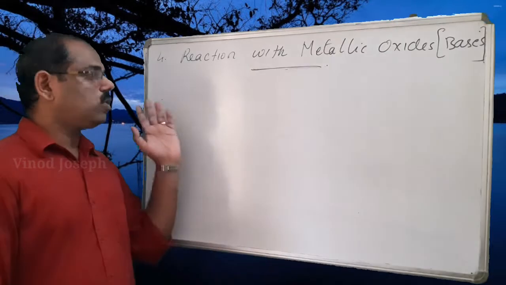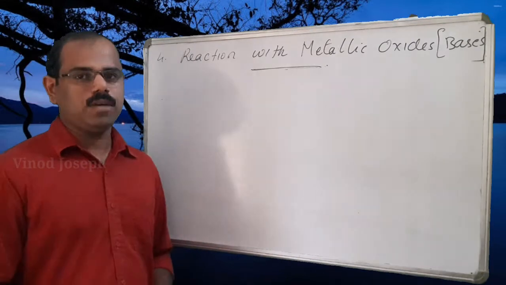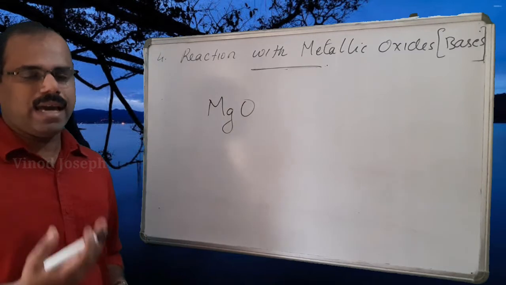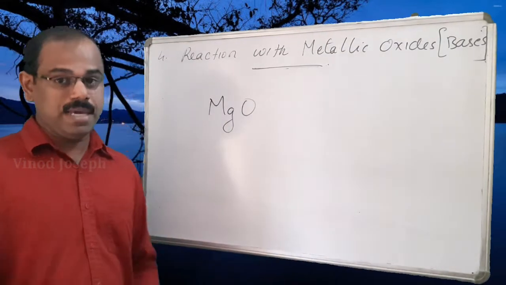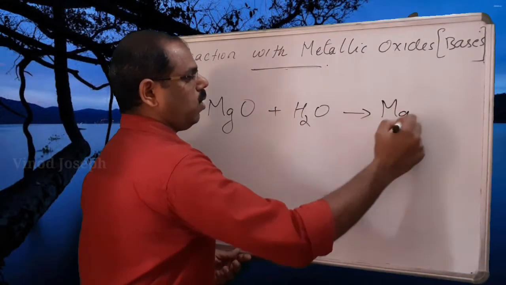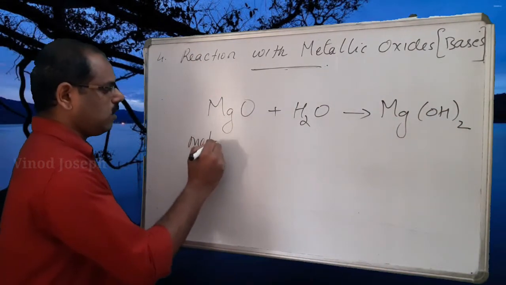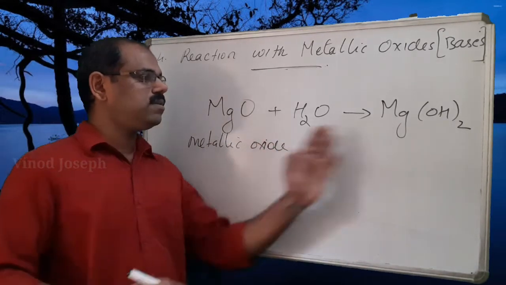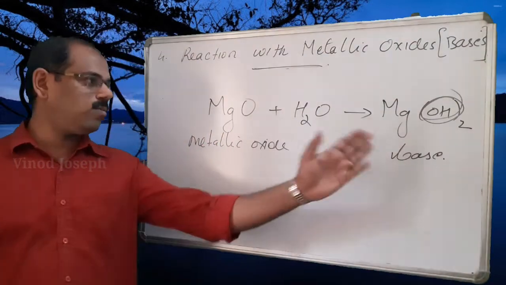The fourth one: reaction of an acid with a metallic oxide. Before going to the reaction, you must know the general character of a metallic oxide. Metallic oxides, we can generally say, are basic in nature, as they give a base in water. See here, magnesium oxide is a metallic oxide which gives a base in water, a hydroxide compound in water.